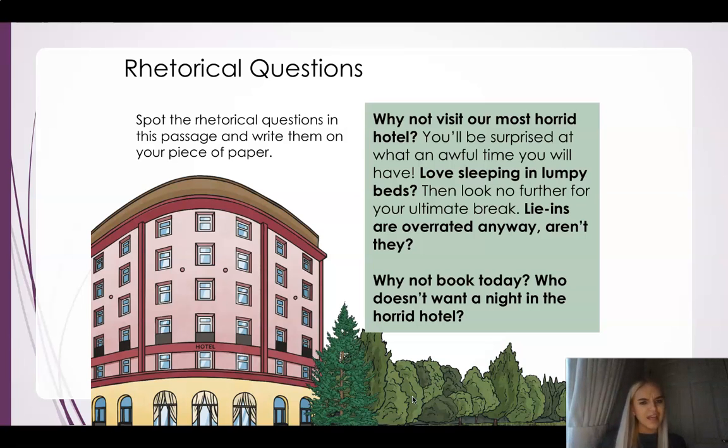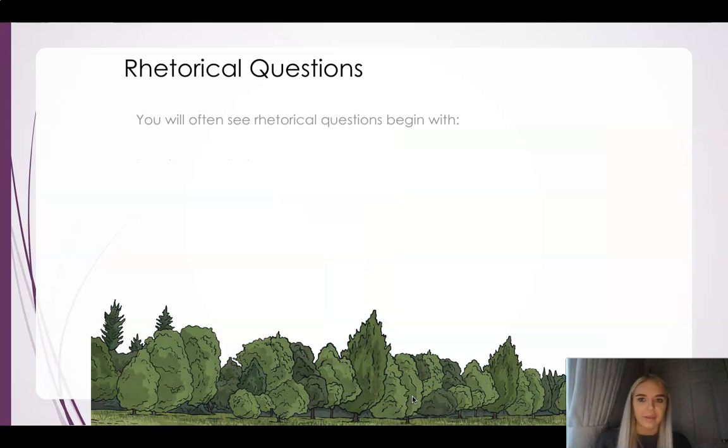So they're trying to get you to go to this horrid hotel because they're saying, oh, lions are overrated anyway, aren't they? And that kind of makes you think, oh, maybe they are, maybe we don't need a lion. Why not book today? Trying to get you to book in advance, not maybe the day before. Book today, book right now. This really powerful feature is very, very important in a persuasive text.